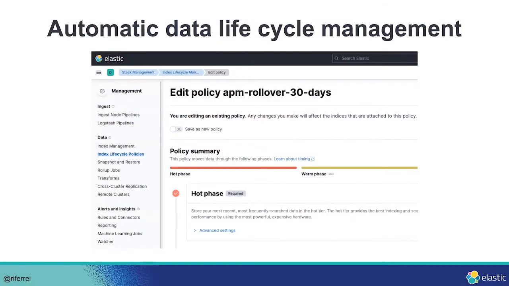And the component that actually does this magic is something called ILM. ILM stands for Index Lifecycle Management, and this is the set of rules that creates a template where you are going to say things like, all right, we're going to dedicate 30% of the data to be hot data.